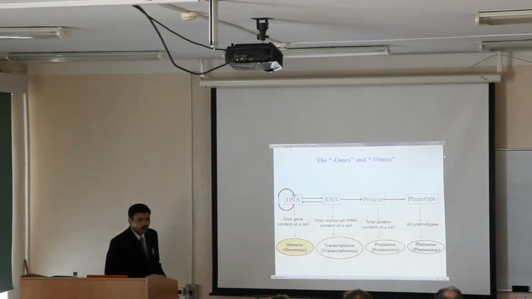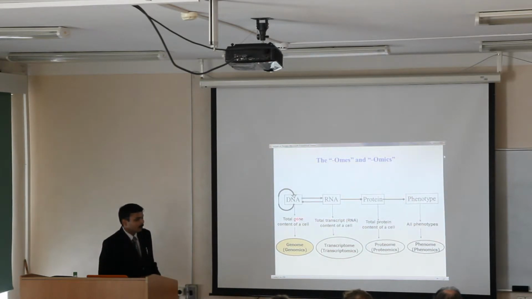The central dogma of molecular biology says that DNA converts to RNA. The RNA is reverse transcribed to DNA. Then this RNA leads to the synthesis of a protein, which further encodes a phenotype.